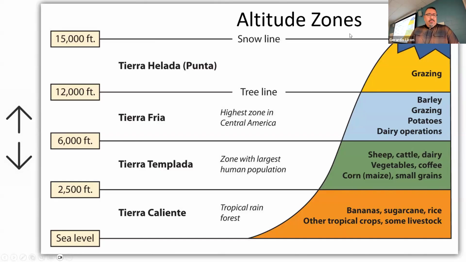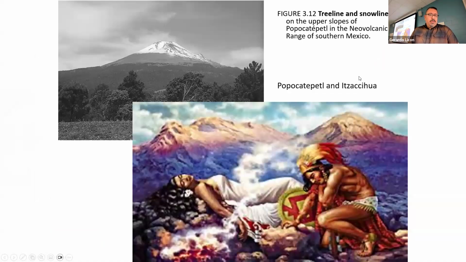Part of these altitudinal life zones is that at the top of Tierra Helada is the snow line, the snow cap. And so here we see an example close to Mexico City where there's this volcano that you were introduced to, the Popocatépetl. Even in Mexico, they just refer to it as El Popo, a little bit easier. And you can see the tree line, at a higher elevation, where the trees don't grow, and then the snow line, kind of the snow cap of this mountain.